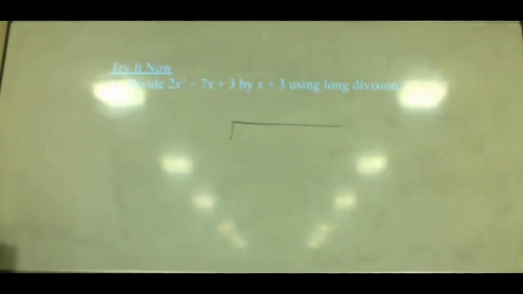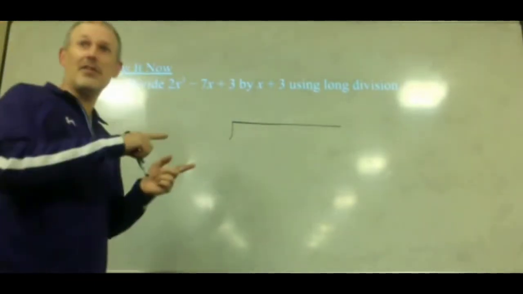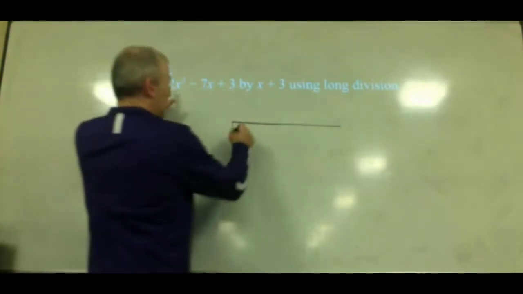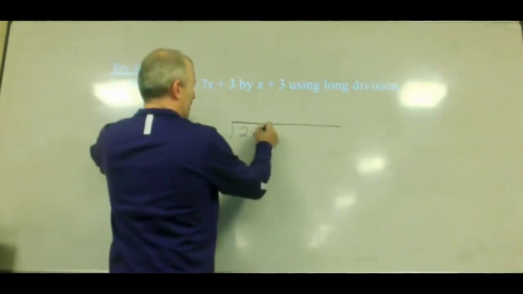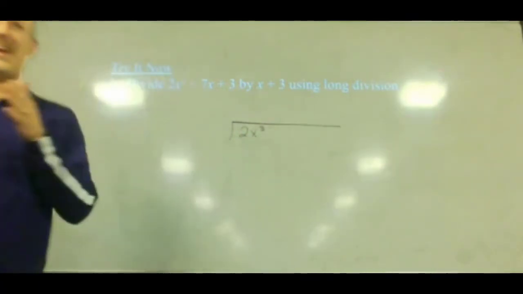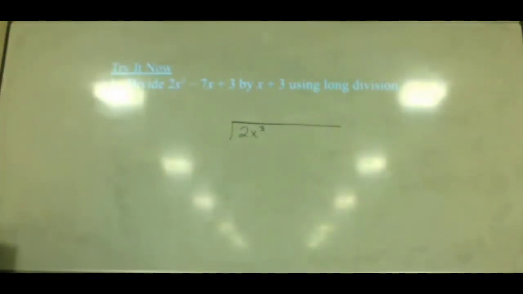Now, here's one thing we have to be a little bit careful of, and it didn't happen on the last example. But notice we have 2x cubed. We do not have an x squared term, right? And we want to have an x squared term. So this is what we do. We put in what's called a filler term.